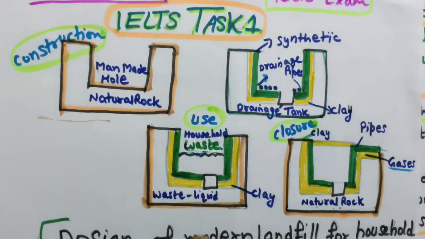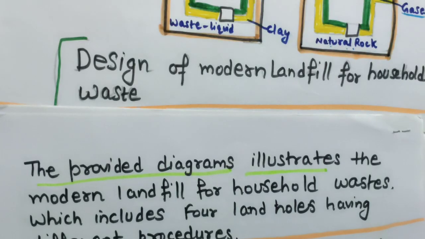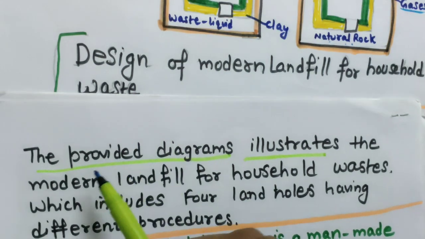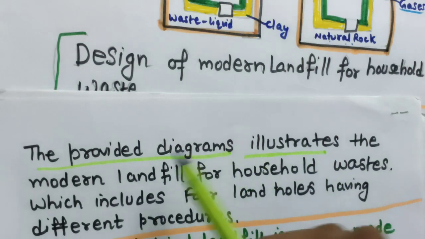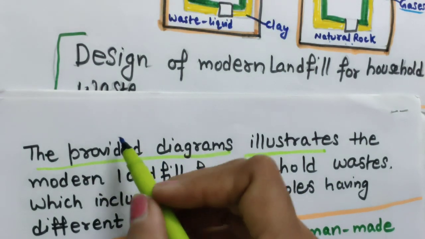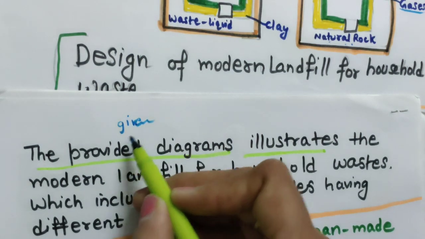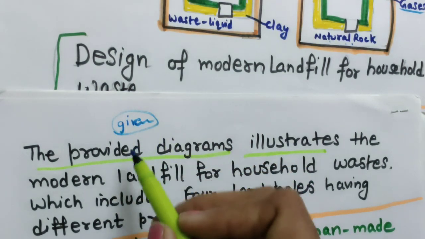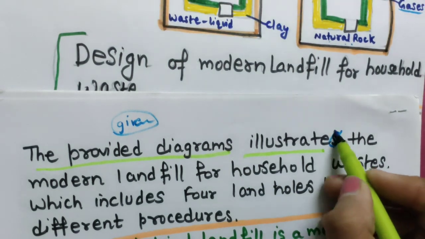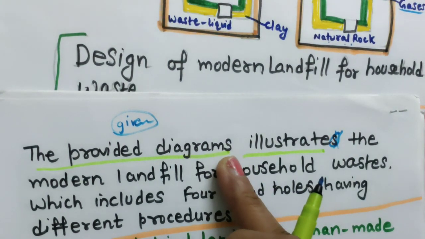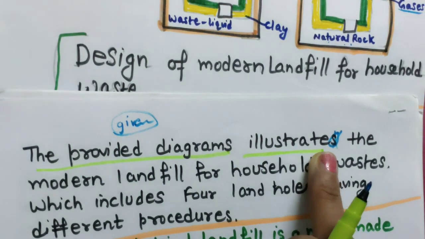Now let's write the introduction. Now this is my introduction. So the provided diagrams. The question was also saying the diagram shows; the provided or given diagram, you can write either one, whether it is given or provided, only one. The provided diagrams illustrates, sorry, this is my mistake. See this, because here plural is there, but when plural is there, then the verb will be singular.